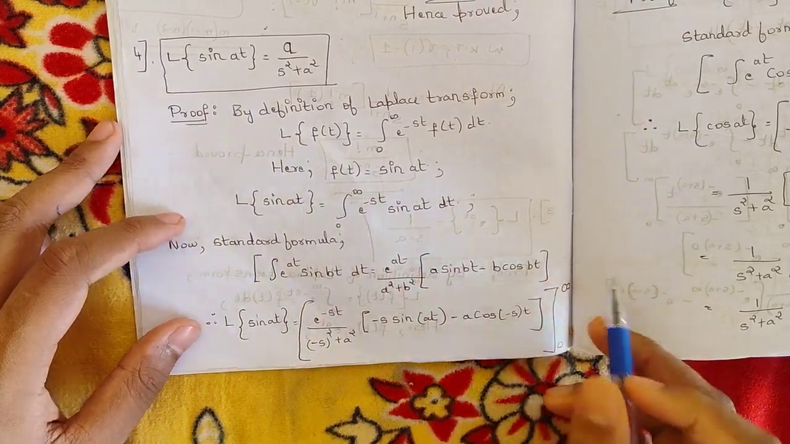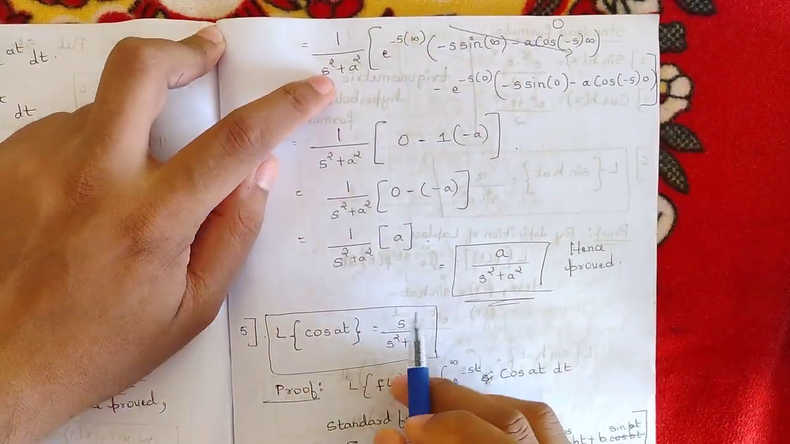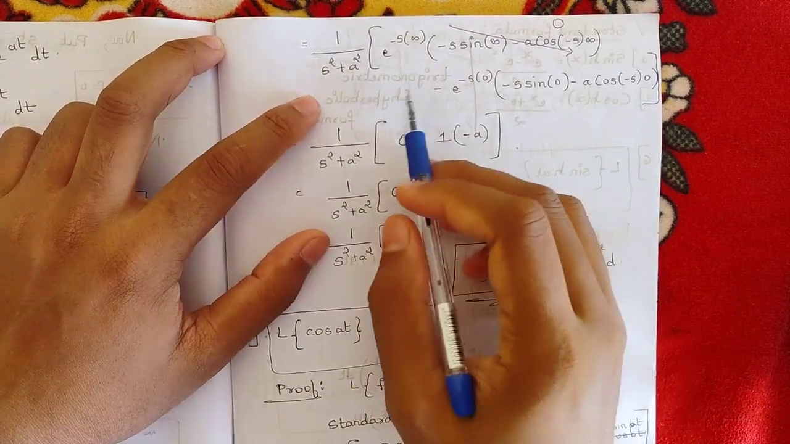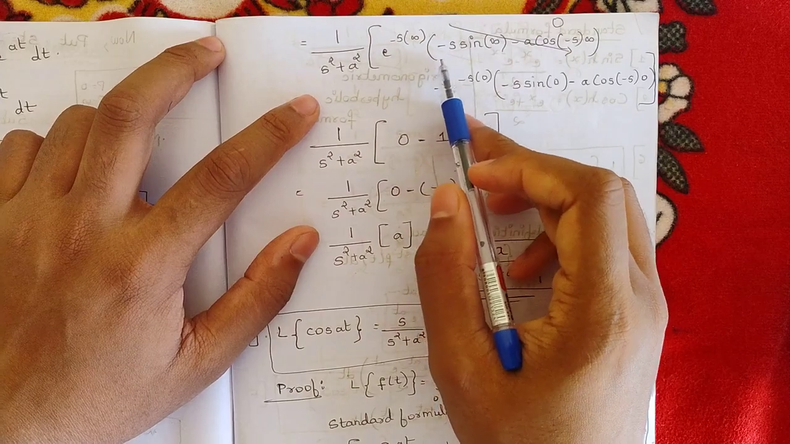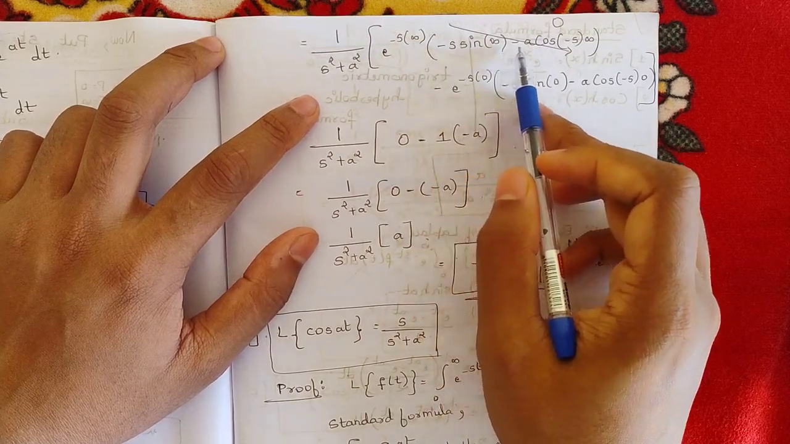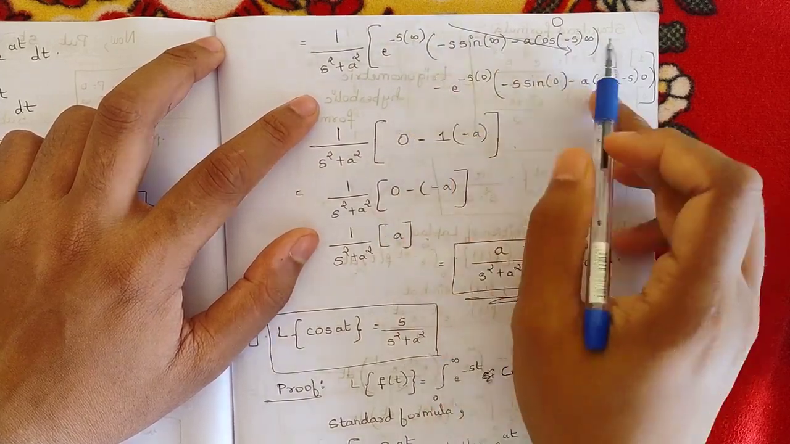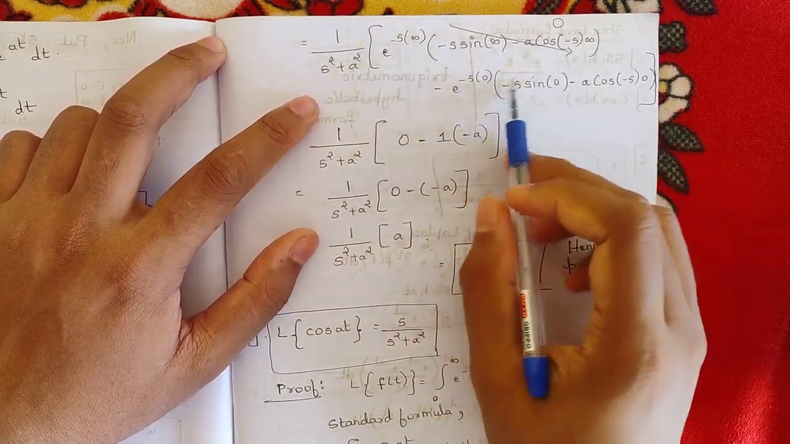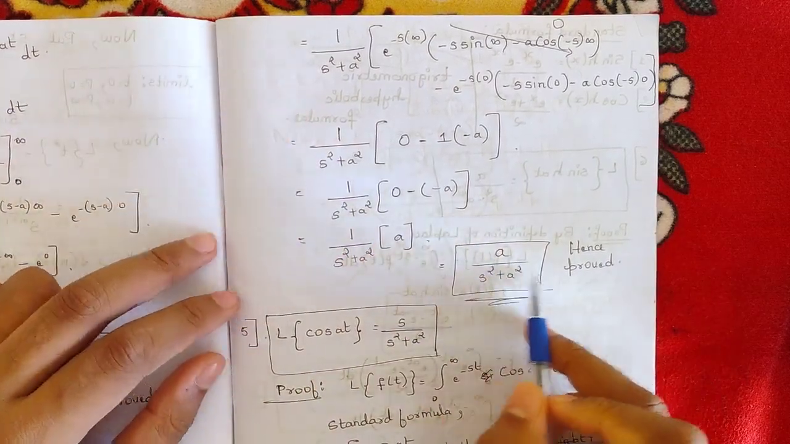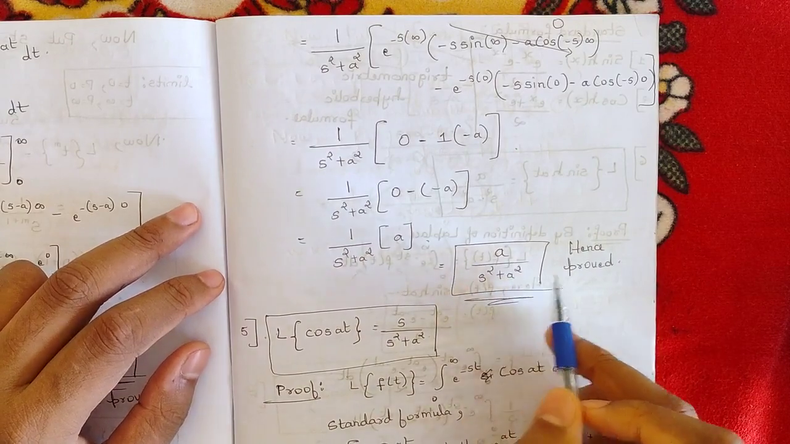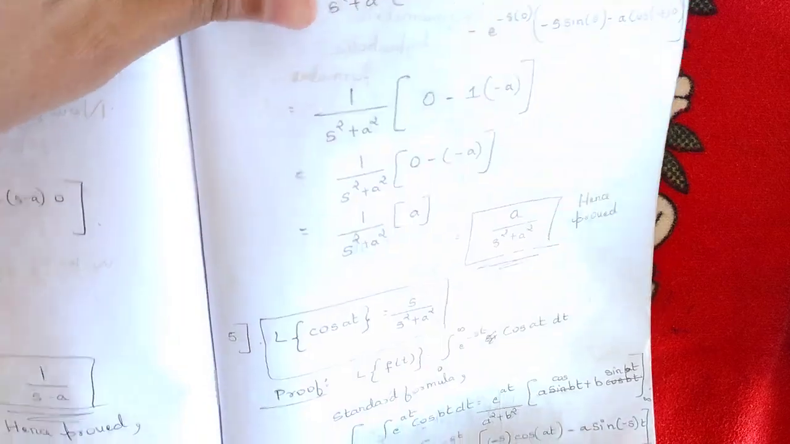Then apply the limits from 0 to infinity. Then check here, 1 by s square plus a square is common, so you take it outside. We are left with e to the power minus s into infinity, the upper limit, into minus s sine infinity minus a cos of infinity. In place of t you substitute infinity and solve it, and if you simplify it we would finally get our answer as a divided by s square plus a square, hence proved. So let us see the next one now.